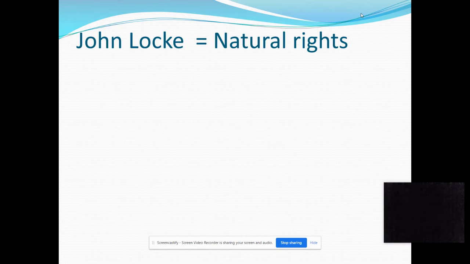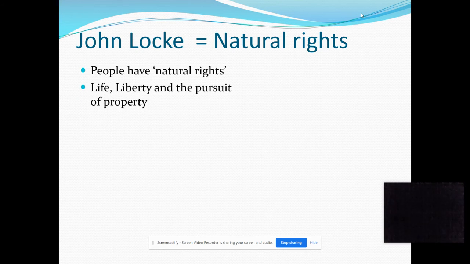Okay, starting off, the first of the influences is a philosopher you might have learned about last year in world history, John Locke, and he came up with something called the idea of natural rights. In his view, all people had natural rights simply by birth. And he actually defined those rights, and they might sound a little bit familiar. He said that natural rights are life, liberty, and the pursuit of property.